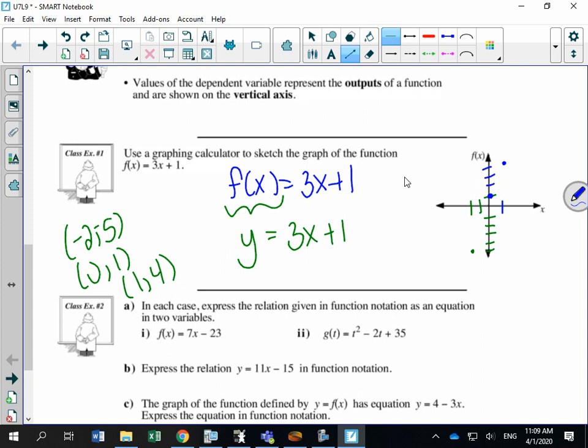Okay, so that's not working, that's fine. You would take a ruler and you would graph this, and that would be our corresponding graph there.